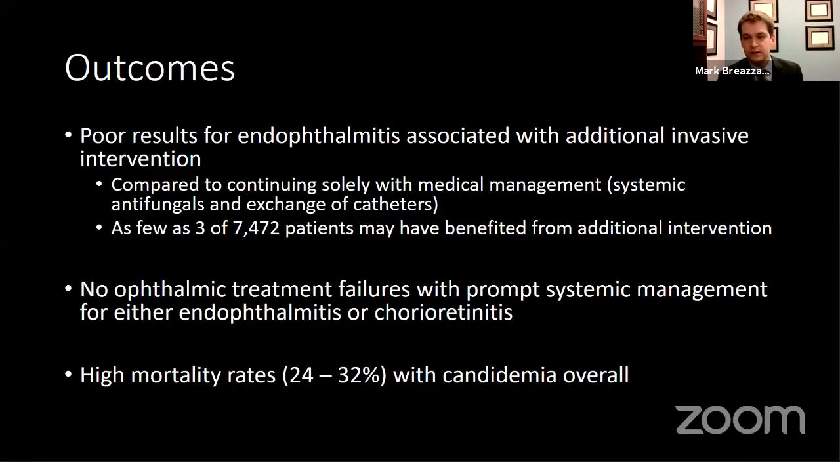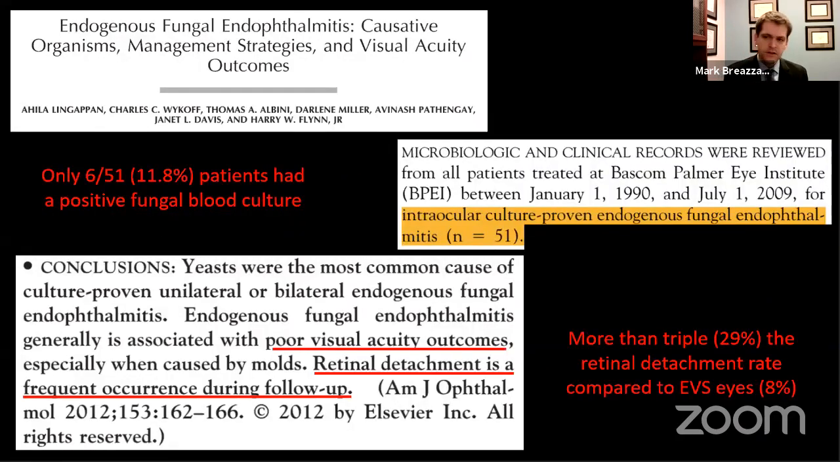And so, in addition to those findings, there are high mortality rates, as we know. Patients with candidemia are very sick. About a quarter to a third end up dying within 6 weeks. And so where are we missing the picture then? So we look at one of the largest studies to date of culture-proven endogenous fungal endophthalmitis from the vitreous, which comes out of Bascom Palmer. And what's interesting is only 12% of these patients actually had a positive fungal blood culture. It's completely different from the screening paradigm, where we're not seeing any in the vitreous.